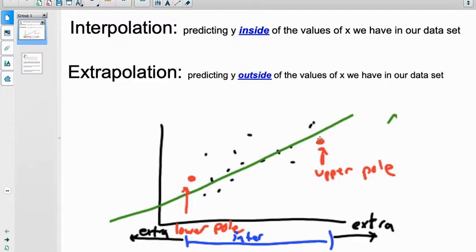Now, when we predict inside, our data is there. It's probably going to be fairly accurate. But when we get outside of where our data is, out here or out here, it may not be the most accurate prediction because all of our data is here. So if we go far to the right or far to the left of our data, it may not be that accurate.